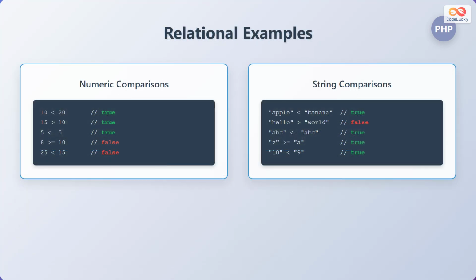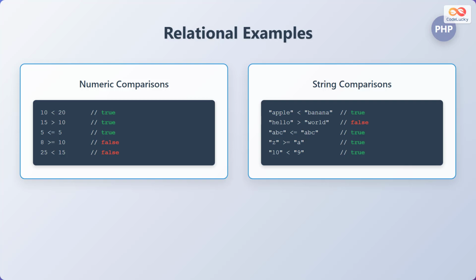Here are some examples of relational operators in action. For numeric comparisons, 10 is less than 20 is true, 15 is greater than 10 is true, 5 is less than or equal to 5 is true, 8 is greater than or equal to 10 is false, and 25 is less than 15 is false.